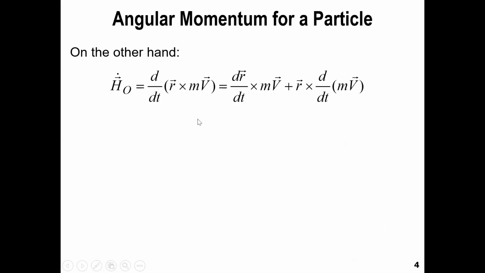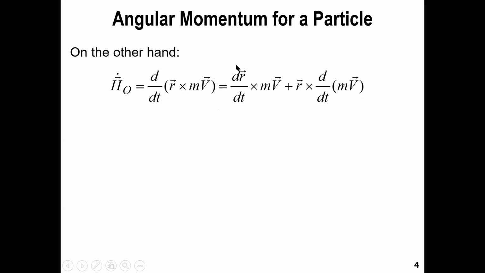Now, I'm going to determine h dot. If I do h dot, which is dH_O/dt, I'm going to get this term, d/dt of r cross mv. So this is the product rule. So you're going to get d/dt of r cross mv plus r cross d/dt of mv. So we can do this.